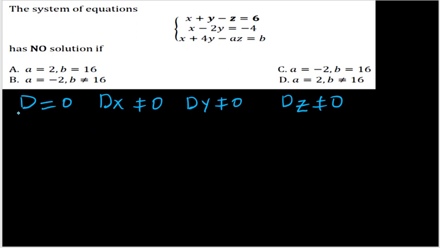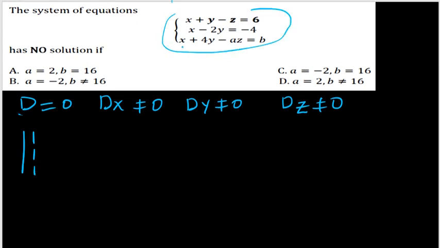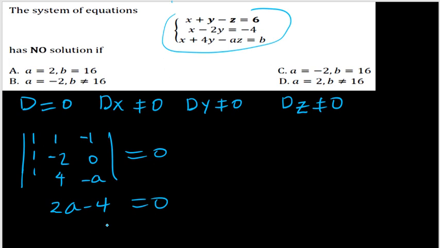The d means the determinant of the coefficient matrix, which are 1, 1, 1. You can see from here. The coefficient matrix has the coefficients of x written in the first column, the second column the coefficients of y: 1, negative 2, and 4, and the last column the coefficients of z: negative 1, 0, and negative a, which is equal to 0. It must be 0 to have no solution. So when you calculate this determinant, 2a minus 4 will come, which is equal to 0. So when you reshuffle, the a value will be 2.